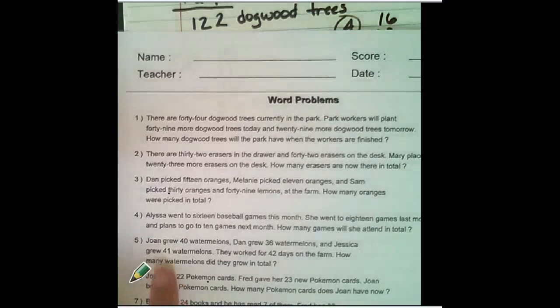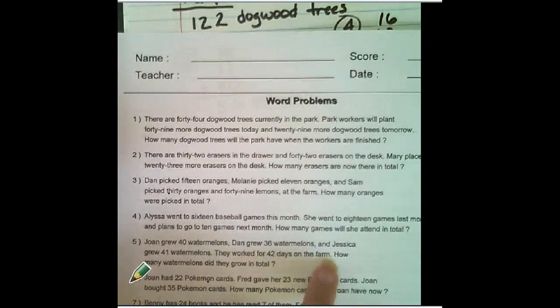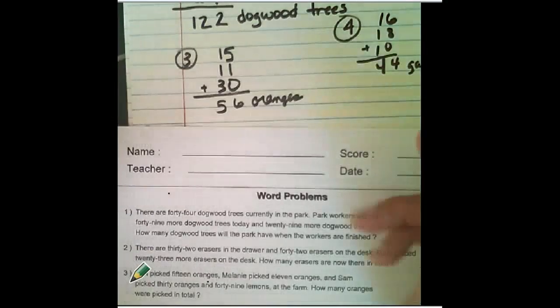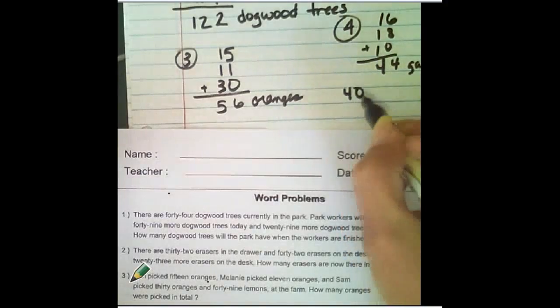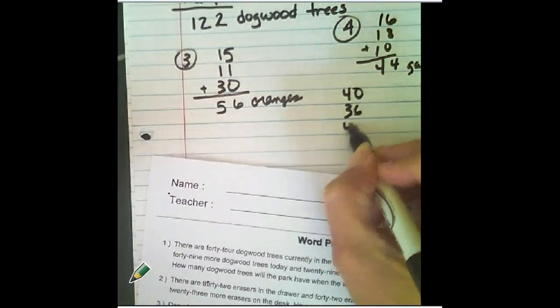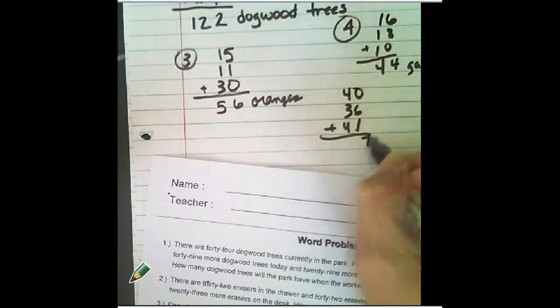So we want to add Joan's, Dan's, and Jessica's watermelons. So we'd have 40 plus 36 plus 41.